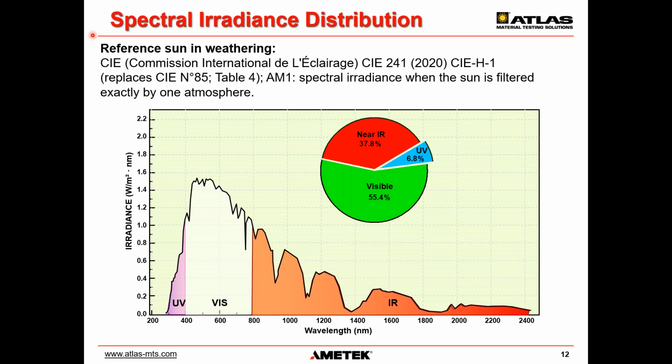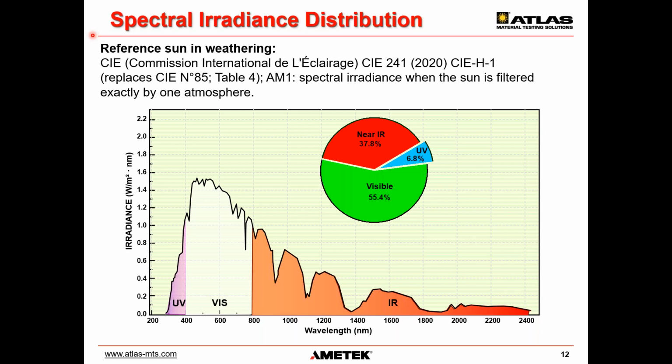There's a reference defined by the International Commission on Illumination. Some years ago they did a very extended calculation of the reference sun, and this was published in publication number 85, table 4. It's the reference sun when the sun is exactly filtered by 1 atmosphere. And that was for many years the reference sun we have been using in weathering.